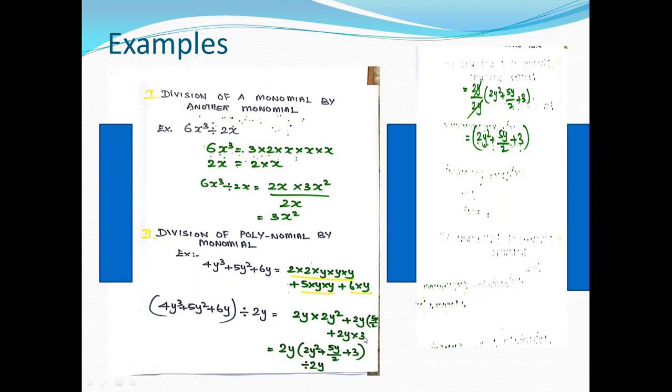Okay, next take 2y as common factor, and the non-common factors inside the bracket are 2y square plus 5y by 2 plus 3 divided by 2y. You can strike off 2y. The solution will be 2y square plus 5y by 2 plus 3. Let us go to the exercises.